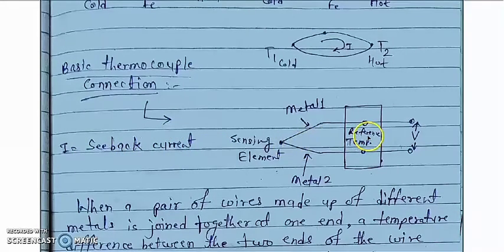If we want to watch the voltage difference between the two terminal points, what we do is, the point where the two metallic wires are joined together is made the sensing point, the sensing element, and the other two ends are left open. They are not closed. So by putting a voltmeter here, we can check the voltage difference between these two ends.